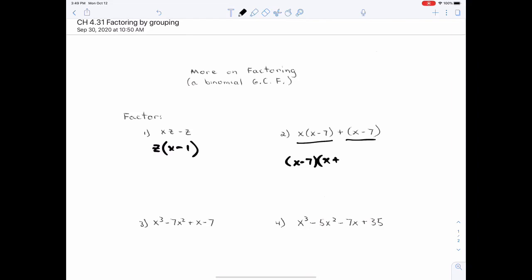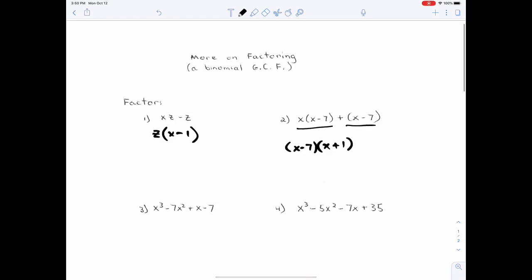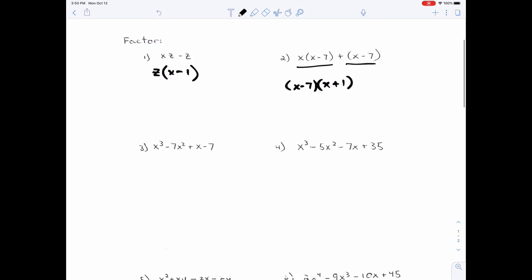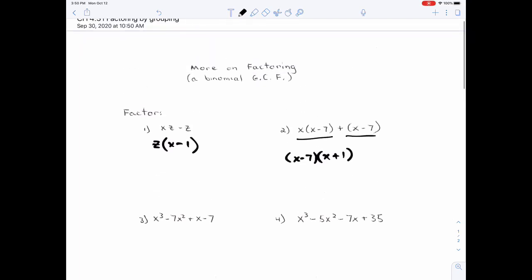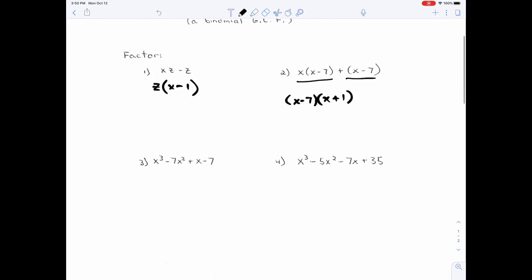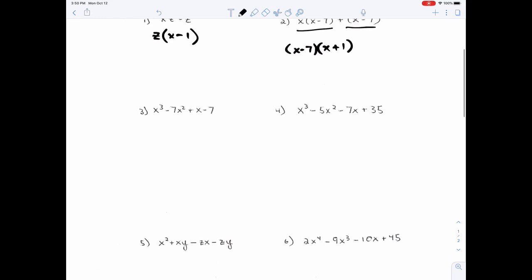Again, this is not new, but you need to understand this in order to understand what we're going to do today. Okay, so when do you start doing what we're going to do today, which is factoring by grouping? So it's more on factoring a binomial greatest common factor, and we're going to do this by grouping. When do you do this? Usually when there are 4 terms.